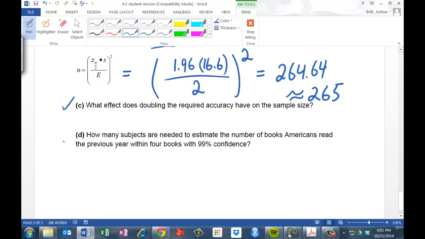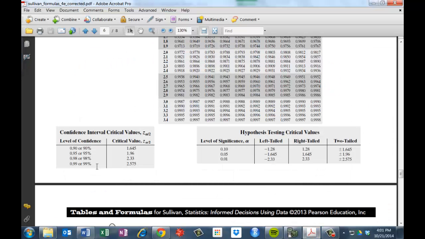How many subjects are needed to estimate number of books within 4 books with 99% confidence? So again, the z alpha by 2. Where are we going to get that from? Table 5. 2.575. So for 99% confidence, z alpha by 2 is 2.575.